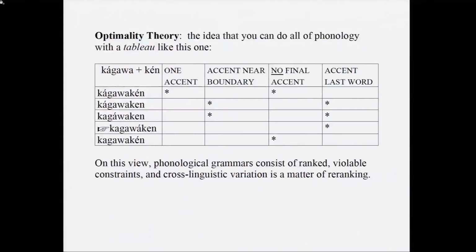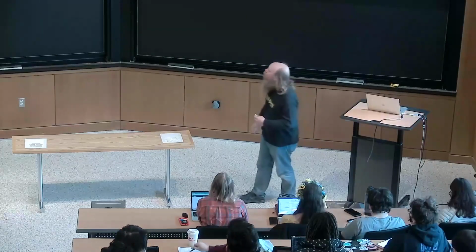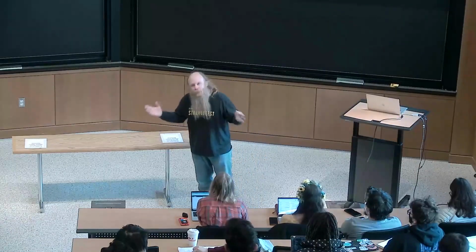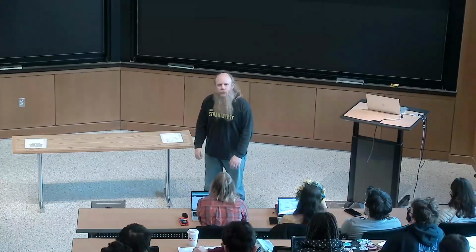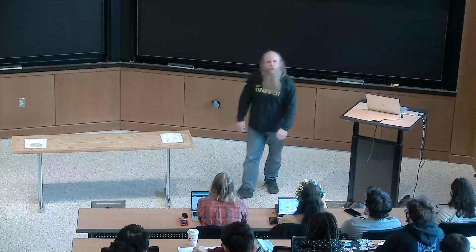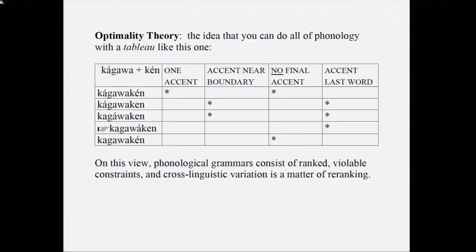So there could be languages in which the one accent rule is very low ranked, and the first candidate maybe wins, right? You could imagine a language like that. Tokyo Japanese doesn't work that way. So differences between languages are all a matter of re-ranking the constraints. That's sort of the mission statement of optimality theory, to try to figure out how the world could work that way.